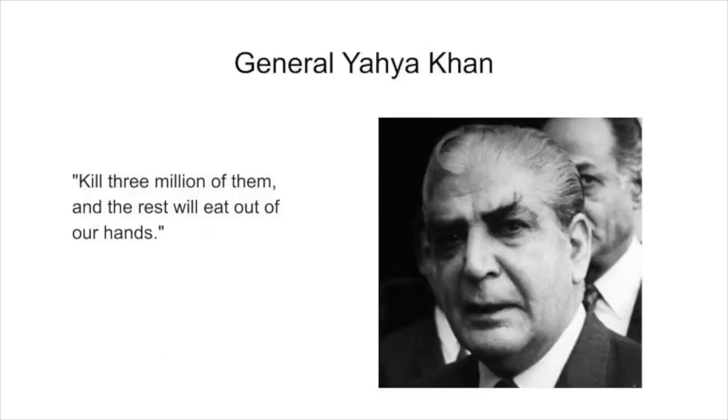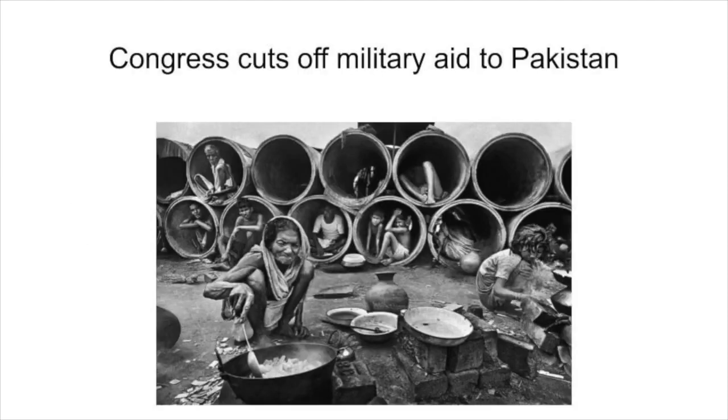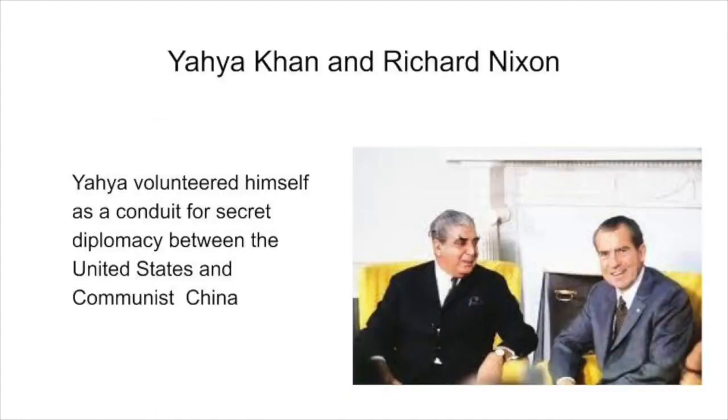When General Yahya Khan took over Pakistan, he decided it was very important to claim and keep what became known as Bangladesh or East Pakistan. He said to kill 3 million of them and the rest will eat out of our hands. Well, when he started this genocide, Congress cuts off all military aid to Pakistan. They did not want to be supplying weapons to a country that was using those weapons to kill innocent people.